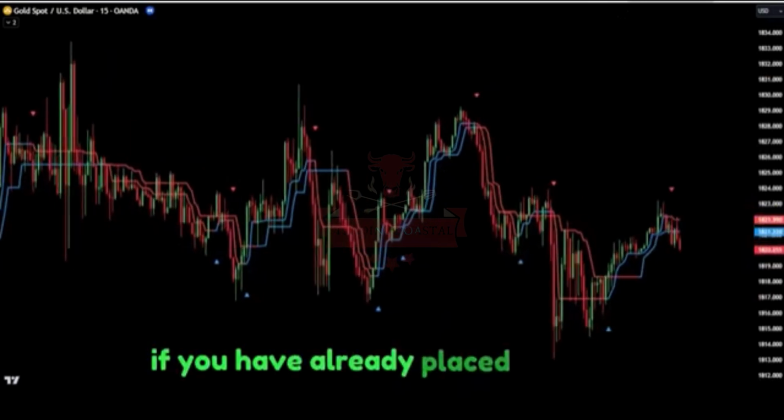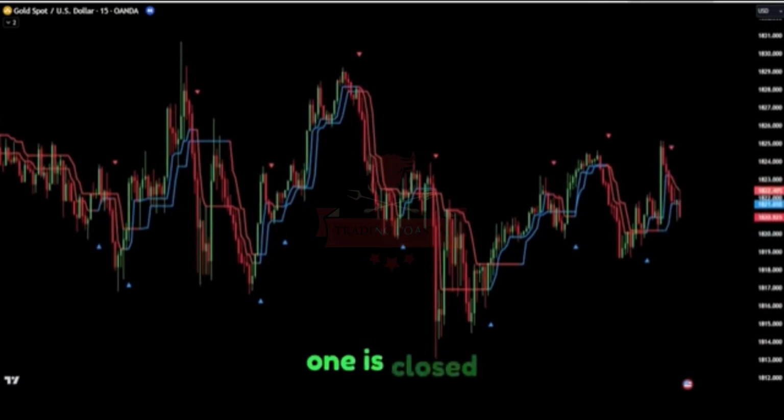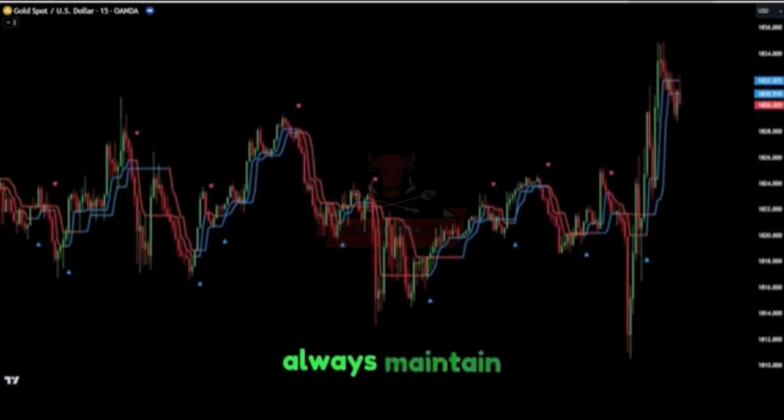If you have already placed an order, refrain from opening a new position until the previous one is closed. Always maintain your money management and trading psychology.